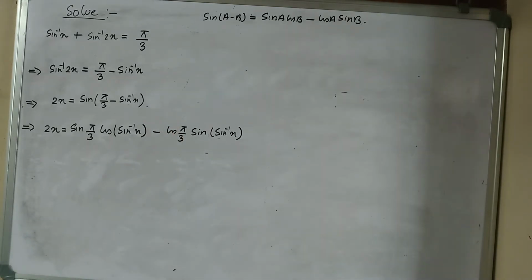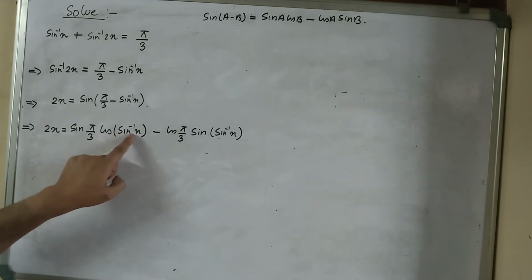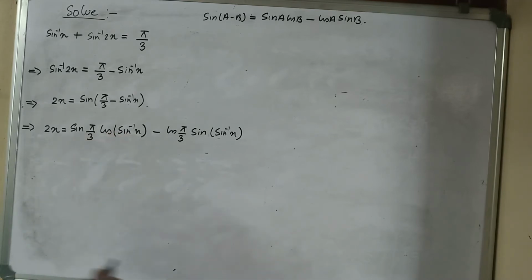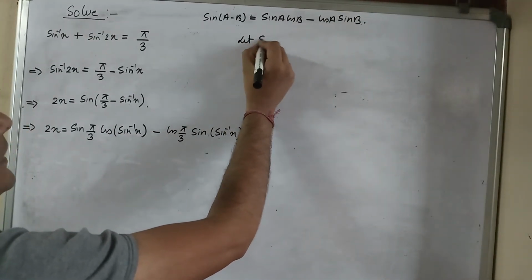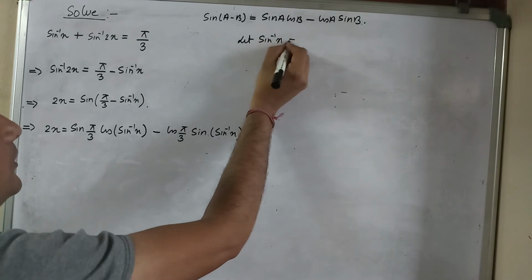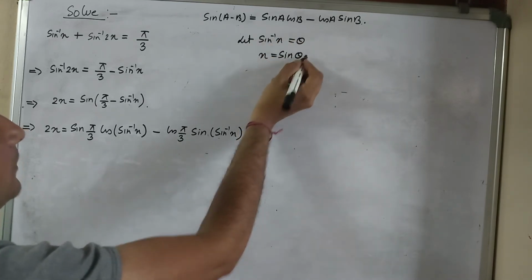Now say over here in this case, these two are trigonometric known angles, so we can directly substitute the value. But these two quantities are dissimilar functions. In case of dissimilar functions, what you have to do is let sine inverse x equal theta, then x equals sine theta. This concept I've already used in previous sums.